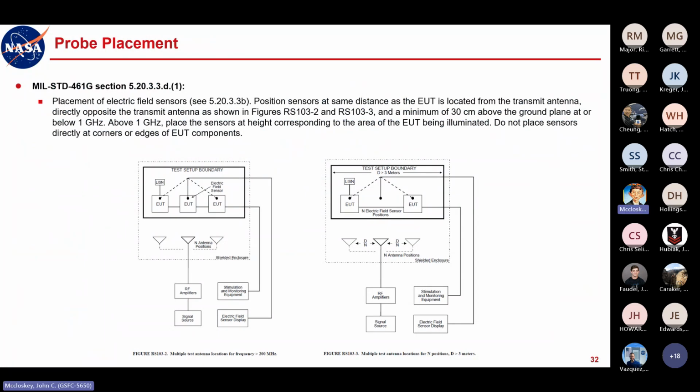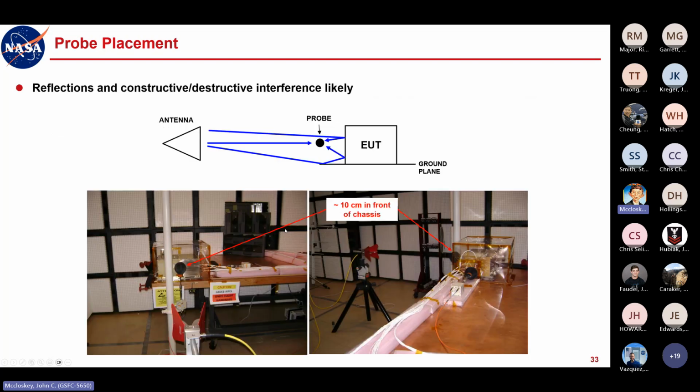These are a couple of pictures, the diagrams in the MIL standard showing antenna positions. This can be a little misleading, where it kind of implies that you can put the field probe in front of the EUT, and you really shouldn't do that. Because we had a situation some years ago where we put the field probe in front of the EUT. Well, we had reflections coming off of the EUT that, in that case, provided constructive interference that showed us that the level we were flying was a much higher level to the EUT than we thought we were.